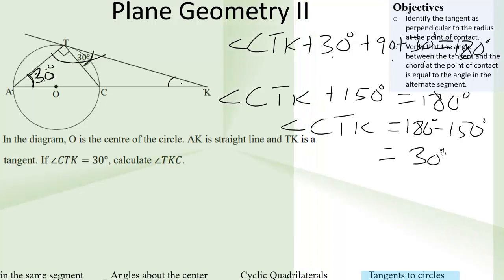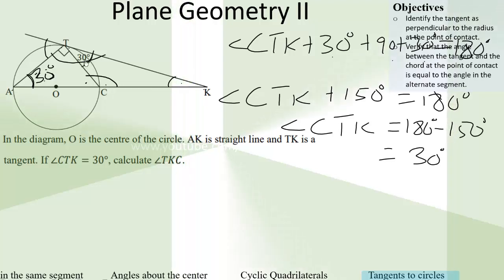There's another way you could have done this. You could also find this angle here, which will be, this is 120, so this will be 60, so it means this is 60. So if this is 60, then this will be 120. So you can use 120 plus 30 plus CTK to also get the same value, equal to 30 degrees. So angles in alternate segment, this and this are equal, whilst this and this are also equal.